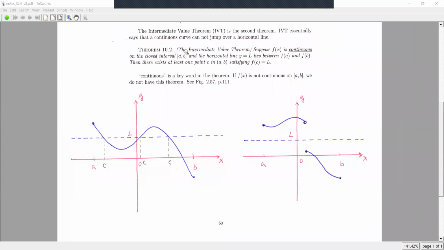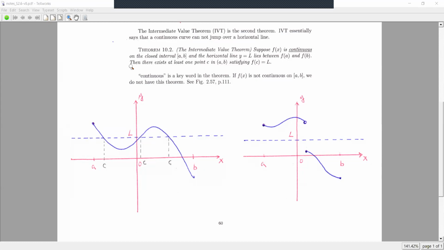Here is the intermediate value theorem. Suppose function f is continuous on the closed interval [a, b]. Say the graph of the function is this curve. And suppose the horizontal line L lies between the function value at a and the function value at b. Function value at a is this point. Function value at b is this point. The horizontal line L is between this point and this point.